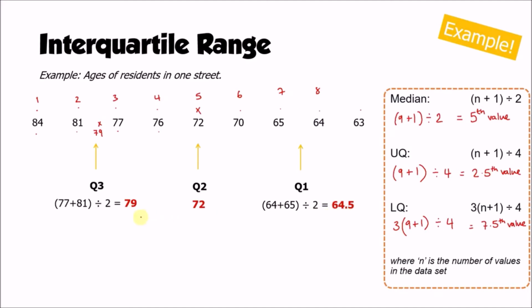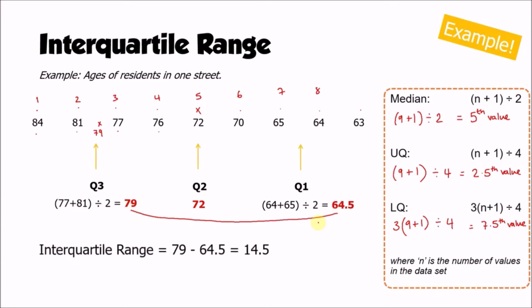To calculate the interquartile range, all we're doing is looking for the difference between 79 and 64.5. We're looking for how separated those two numbers are. So we could do 79 minus 64.5, which would give us 14.5. So the interquartile range for this set of data would be 14.5.